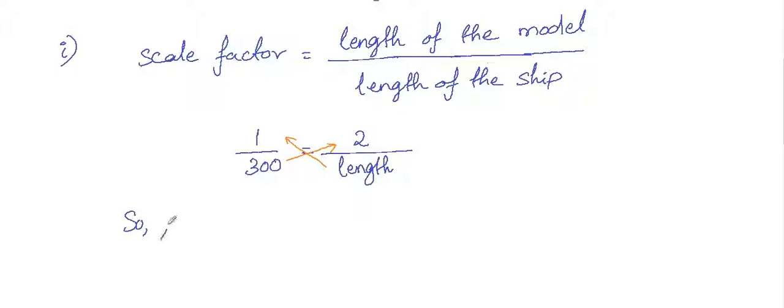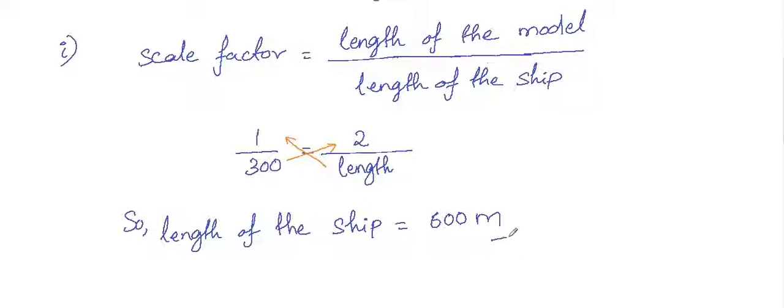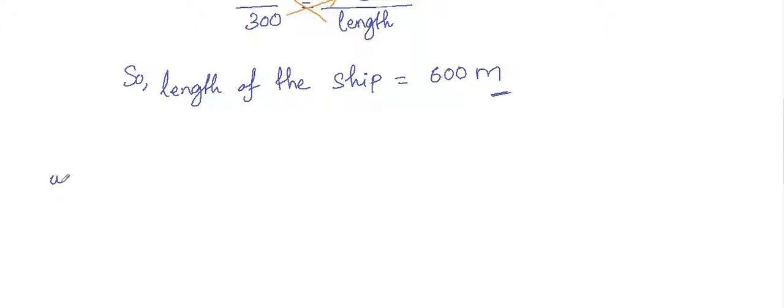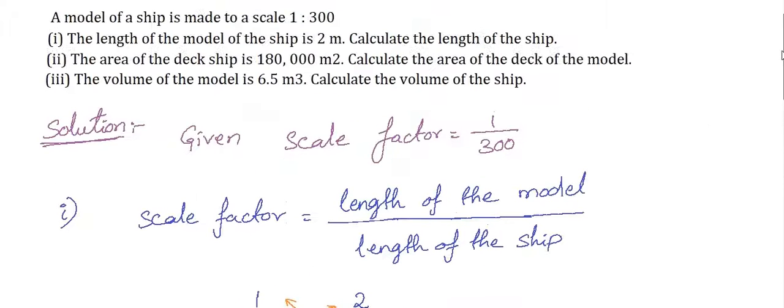So if we cross multiply, we'll get the length of the ship equals 2 times 300, which is 600. So the length of the ship is 600 meters. Let's move to the second part now. Find the area of the model if area of the ship is given.